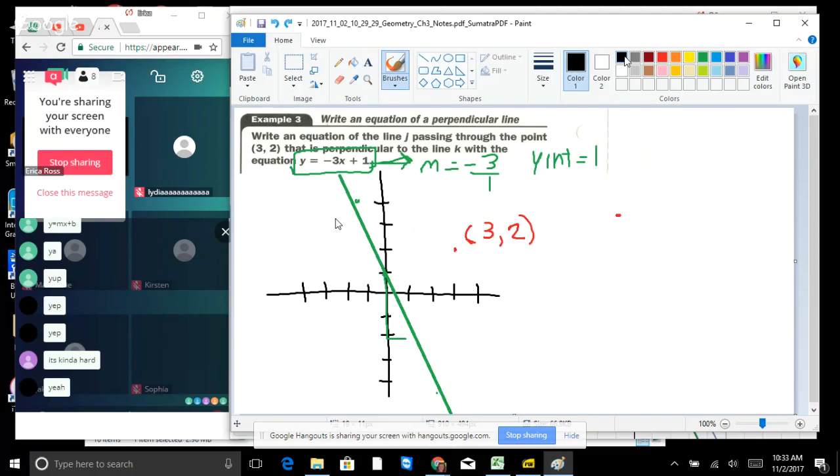When you have two lines that are parallel, they have the same slope. So it's really easy. If we wanted to find the parallel line to this, the slope would be -3, right? When we have lines that are perpendicular, who remembers what that rule is?